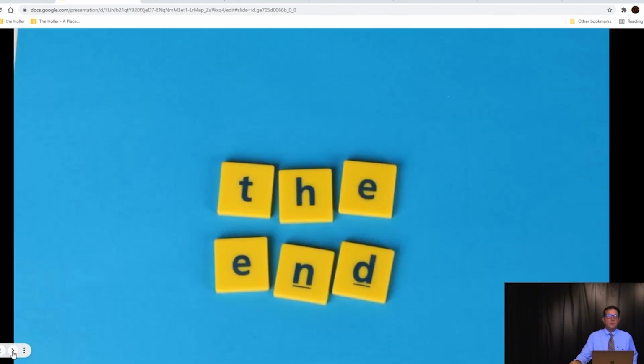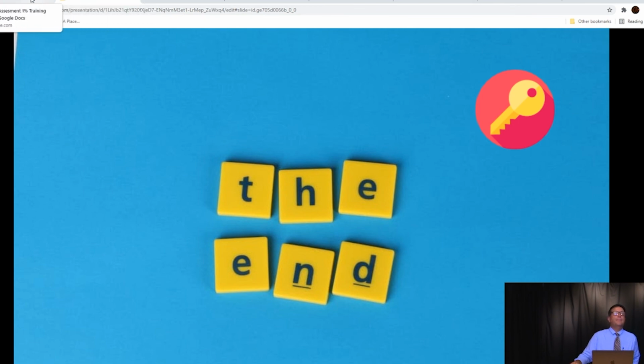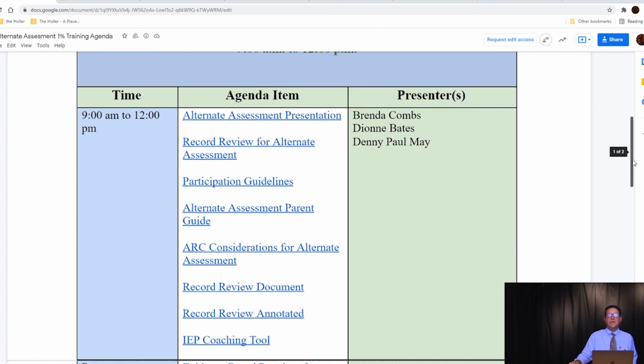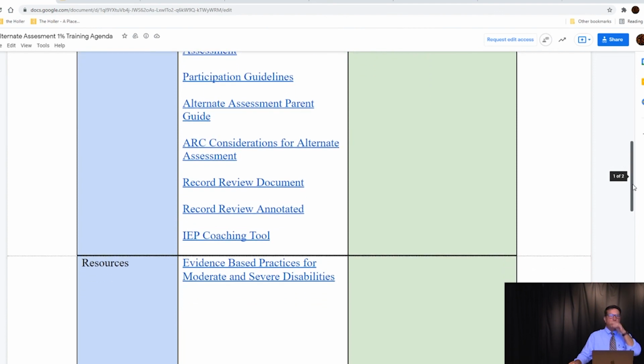So that brings us to the end of our presentation. Again, we're going to go back up to our presentation itself, and you'll see that you have the participation guidelines linked here. You've got the alternate assessment parent guide linked for easy access. You've got the considerations for alternate assessment, which we really feel is key to understanding the directions on how to do this. We've got the record review document. We have some evidence-based practices for moderate and severe disabilities linked as a resource. We've got the IEP coaching tool, our annotated KVEC document, and of course this presentation is linked as well.